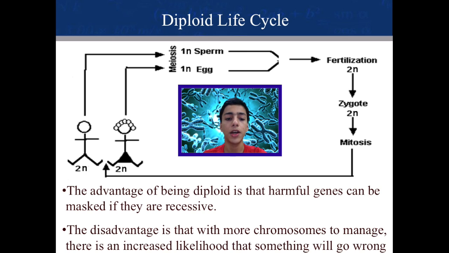The advantage of being diploid is that harmful genes can be masked if they are recessive. The disadvantage is that with more chromosomes to manage, there is an increased likelihood that something will go wrong. Here you can see the whole cycle of the diploid cells. You can see it begins with the two parents, and soon the fertilization process begins.